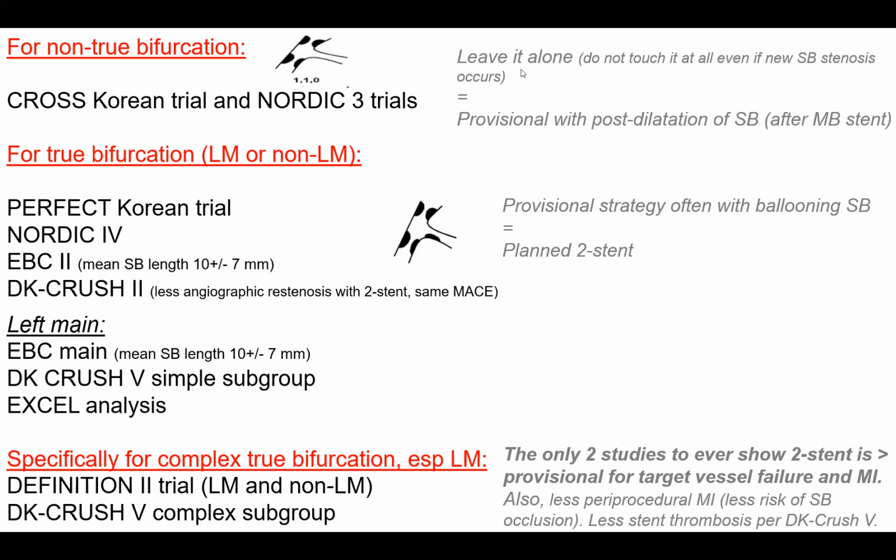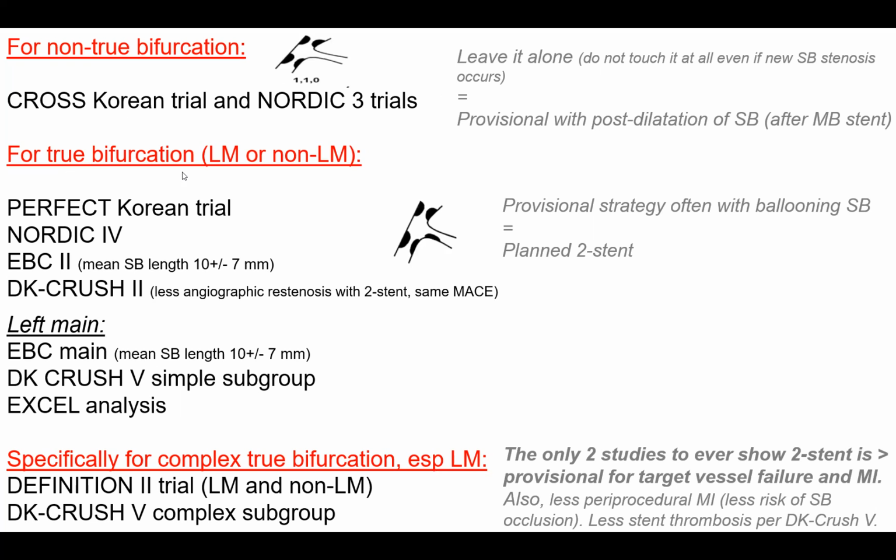This is what we call the leave it alone strategy. It has been shown to be as good as a provisional strategy with touching and post-dilating of the side branch after main branch stenting. So leave it alone is a good strategy for simple bifurcation.